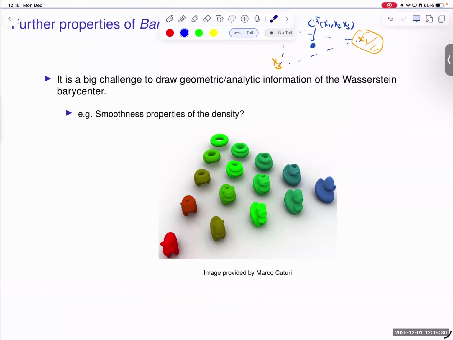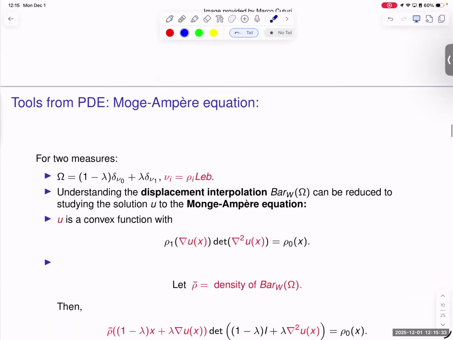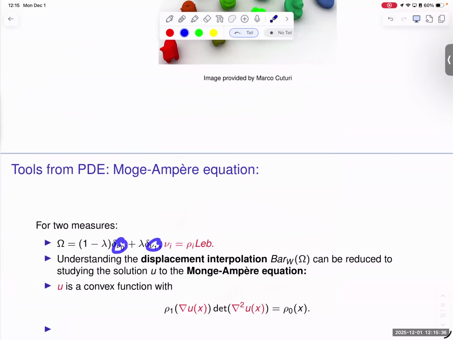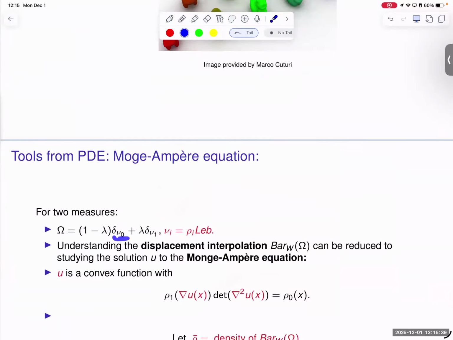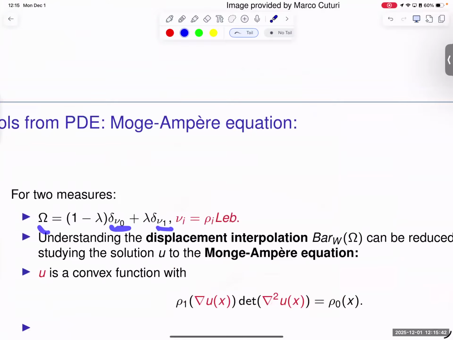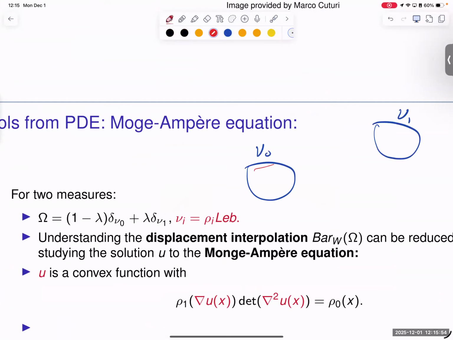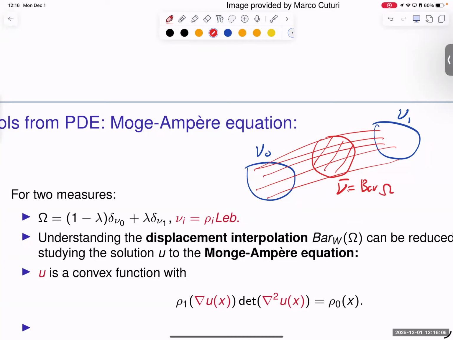Let's start with the two marginal case. If you have two marginals, nu0 and nu1, then of course the Wasserstein barycenter is nothing but McCann's interpolation. What happens is this: you have nu0 and you have nu1, and in the middle you have, let's say, nu bar, which is the Wasserstein barycenter of this omega. Then how can you understand the regularity of this?